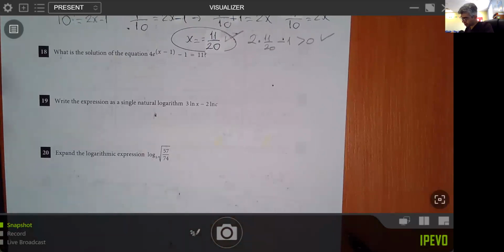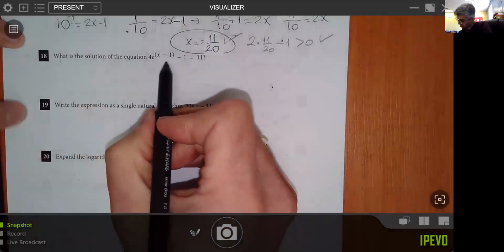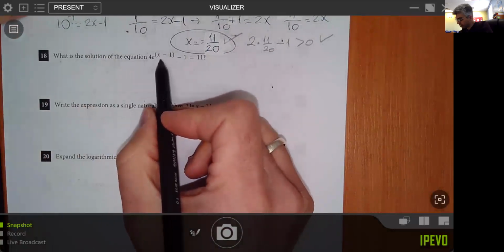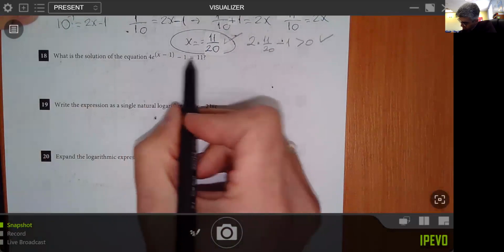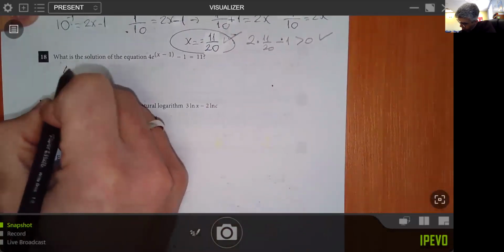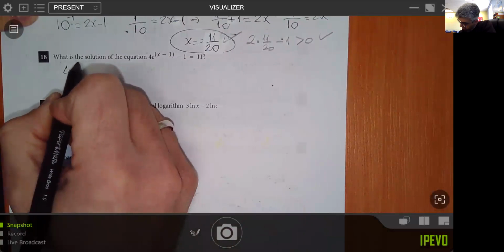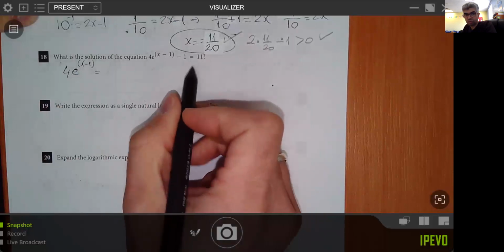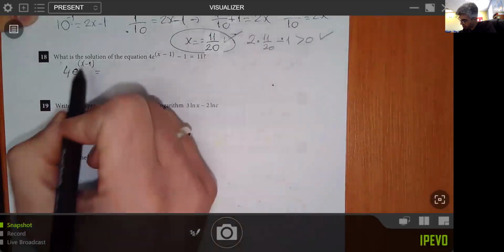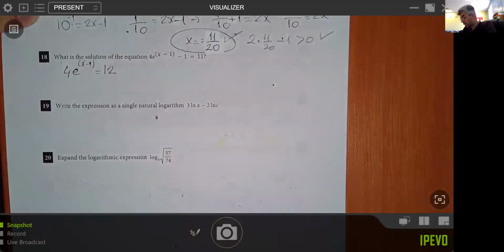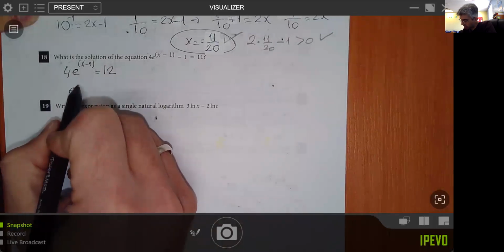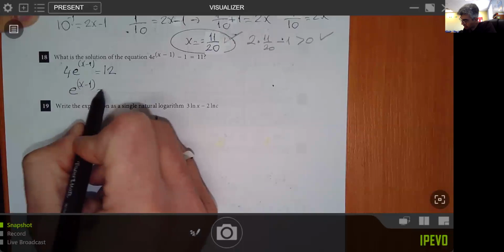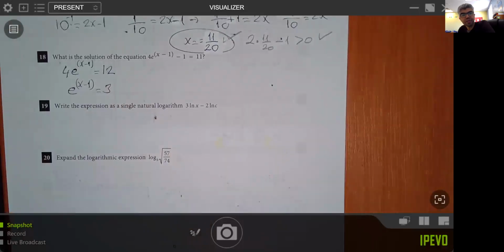Number 18. What is the solution of the equation? Okay, we have e again. First I write it as 4 times e to the power of x minus 1 equals minus 1. If I add 1 to both sides, I will have 12 on the other side. And there is 4 here. If I divide both sides by 4, I will have 3 on both sides. Okay. Will I continue?